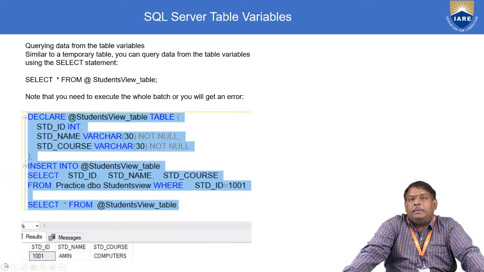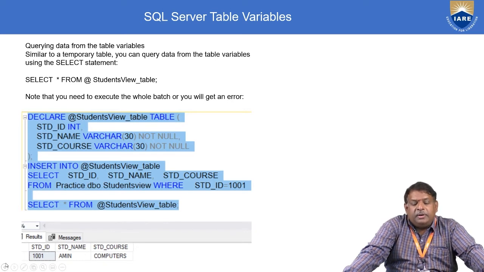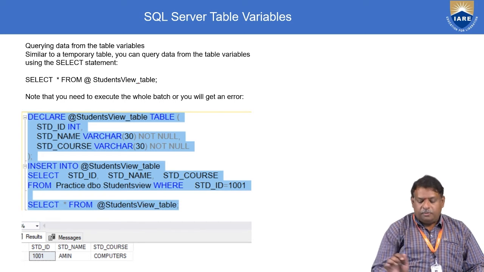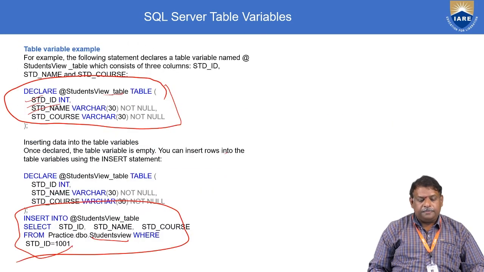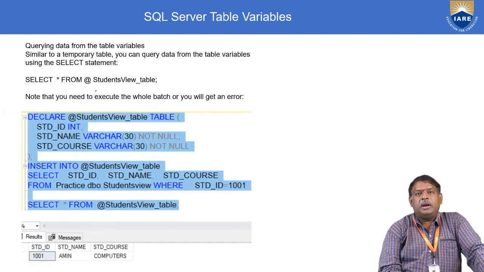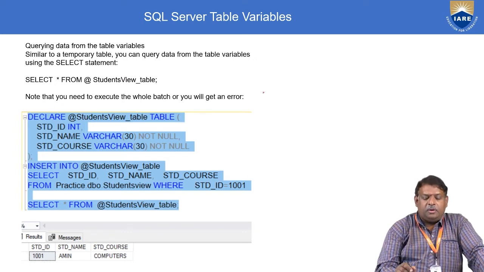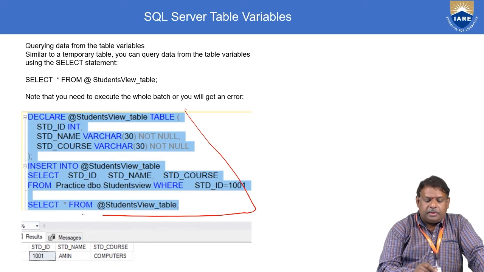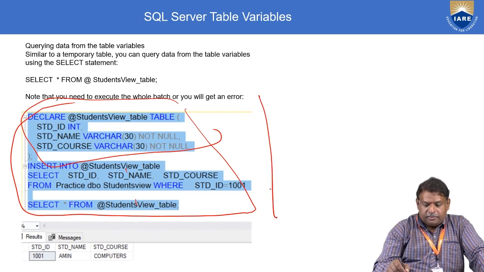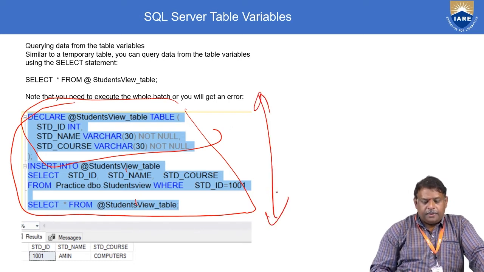Querying the data from the table variables. Similar to a temporary table, you can query the data from table variables. Select star from @student_v_table, which is created here, right? So select star from @student table. Note that you need to execute the whole batch or you'll get an error. You have to execute this entire thing together; if you write this and later write this, you get an error. You have to execute all this as a whole batch. This is one batch. Okay.